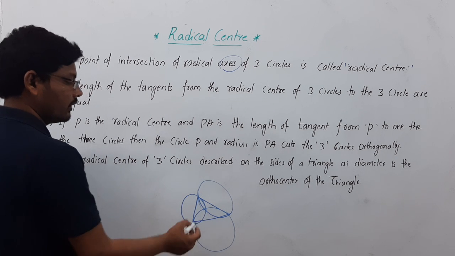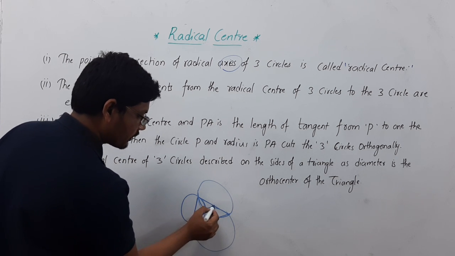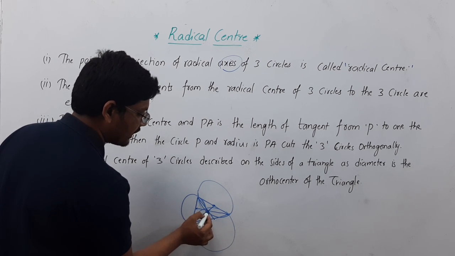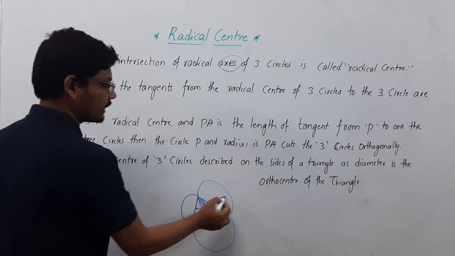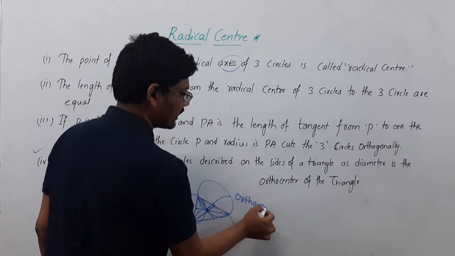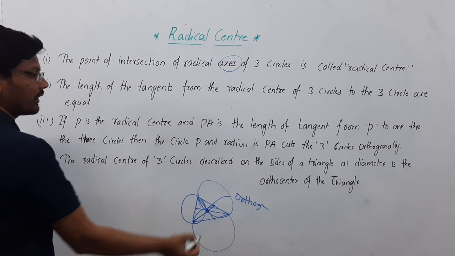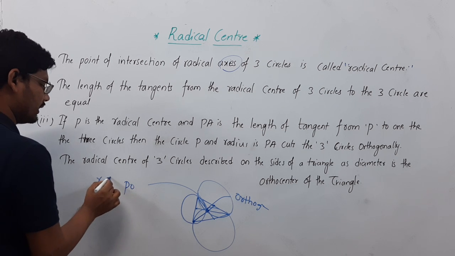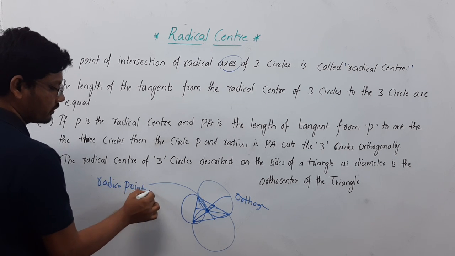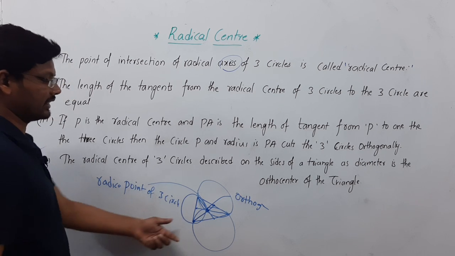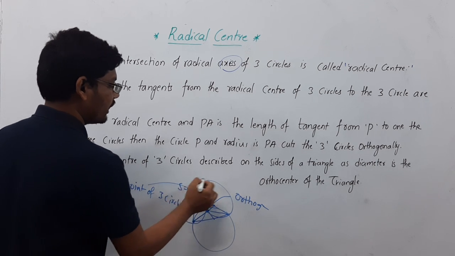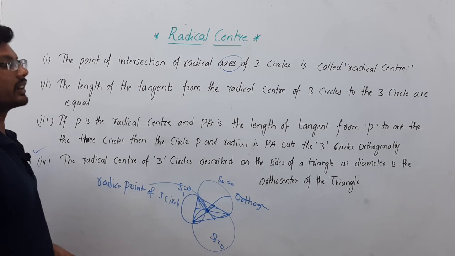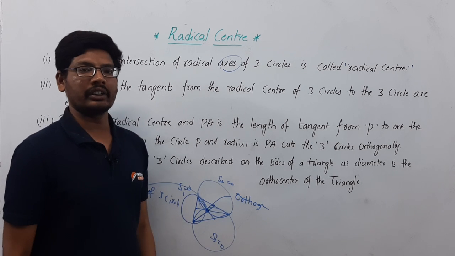The intersection of the circles, the tangents run perpendicular, so not perpendicular. The altitudes are drawn here. The joining of this point is called the orthocenter. So the intersection of all the circles is called the orthocenter, and this is nothing but the radical center of three circles here, S equals 0, S1 equals 0, S2 equals 0, S3 equals 0. This is all about the radical center.